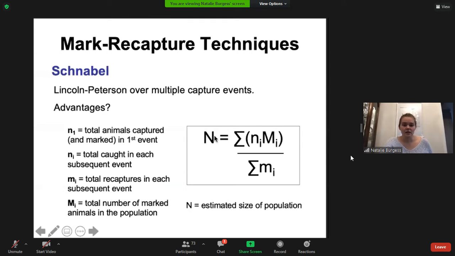So this is the formula of that with all of the variables outlined here. The main thing is that you have the total number of animals captured and marked in your first event. That's N1. And then Ni is the total caught in each subsequent event. You're going to have multiple of these. With big Mi, the total number of marked animals in the population, divided by little mi, which is the total recaptures in each event. So you're getting a much better idea of the whole population because you're not just doing two sampling events, you're doing several.